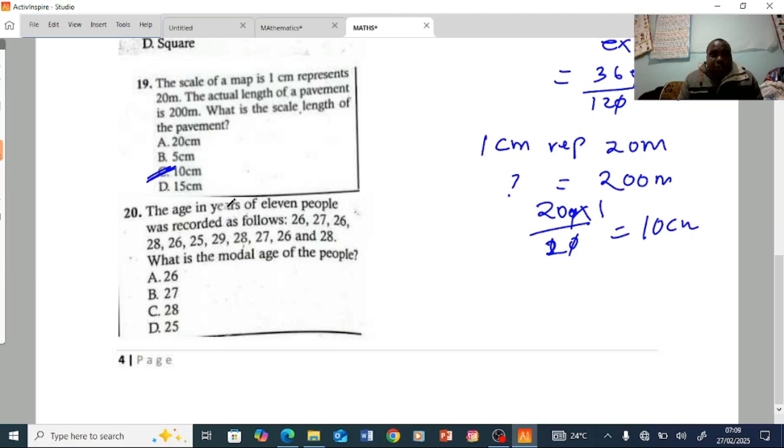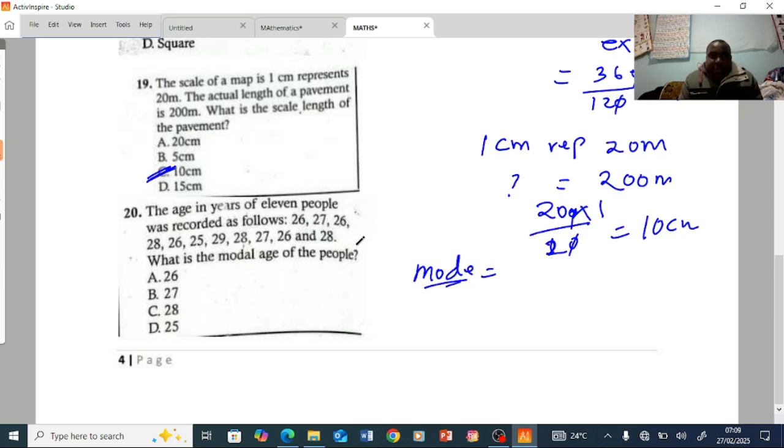The ages in years of 11 students, 11 people, were recorded as shown. What is the mode age of the people? Mode: you look at the number that repeats itself many times. So we can look at this one, 26.